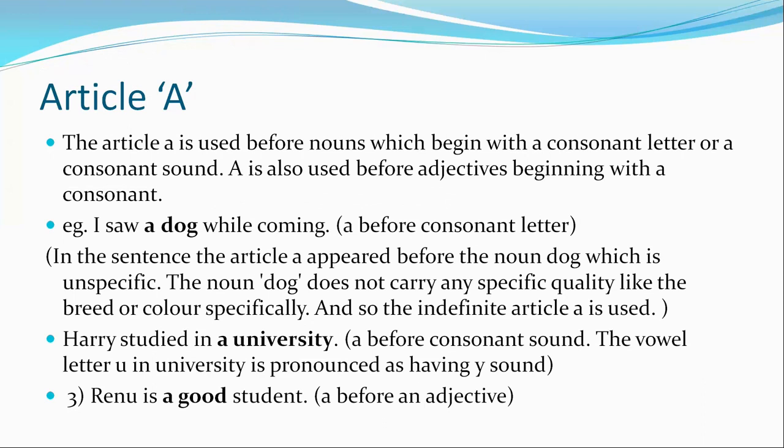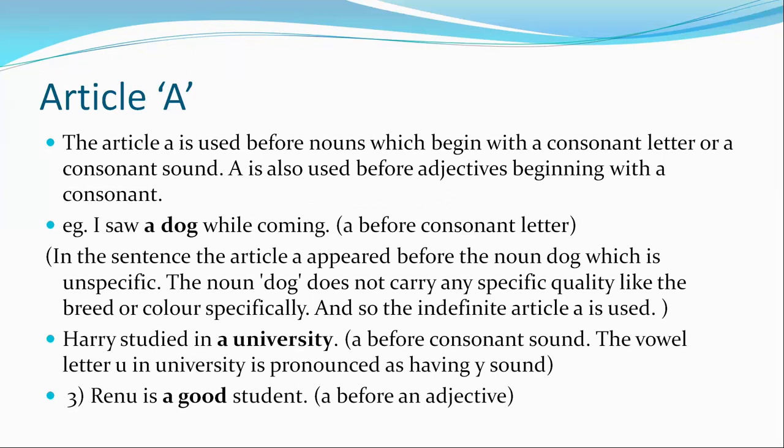Taking the example, I saw a dog while coming. Here, the article a is used before the noun dog. Here we use this article a for two reasons. The first reason is that the noun dog begins with a consonant letter, that is D. And so we have used the article a.